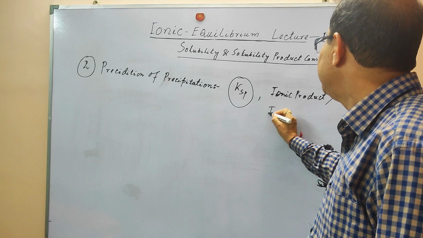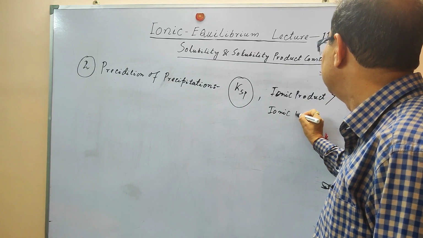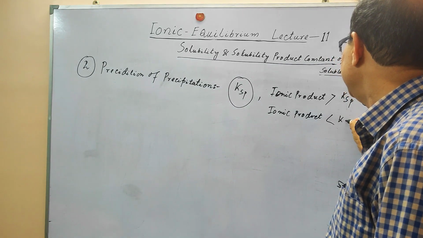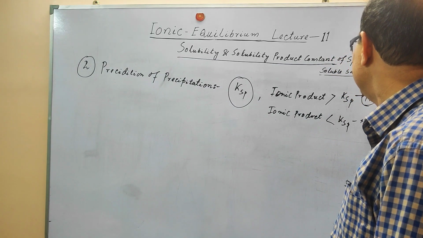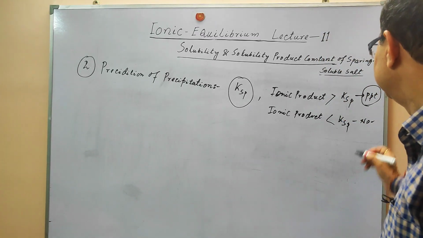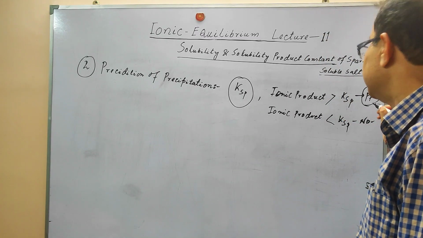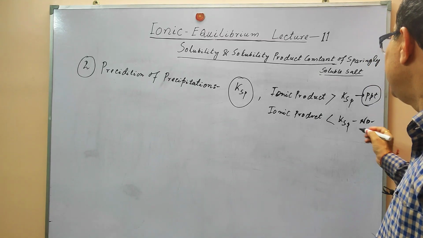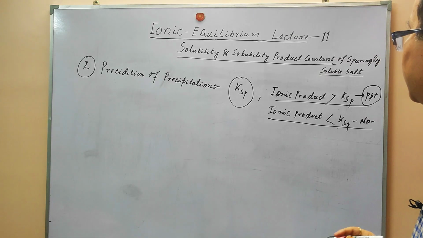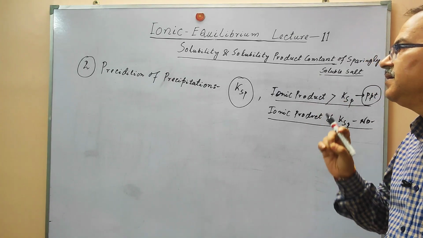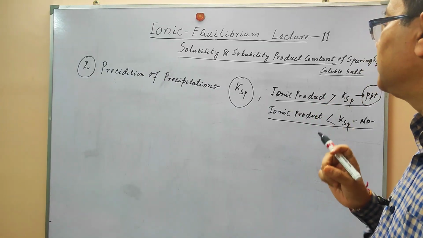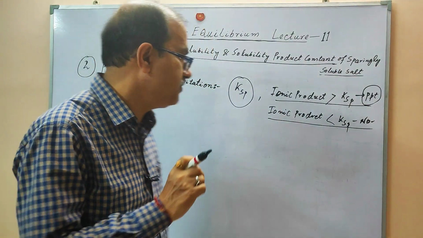And when the ionic product is less than the Ksp, then there will be no precipitation. So in this way we can determine the precipitation when two solutions have been mixed. That is the second application.